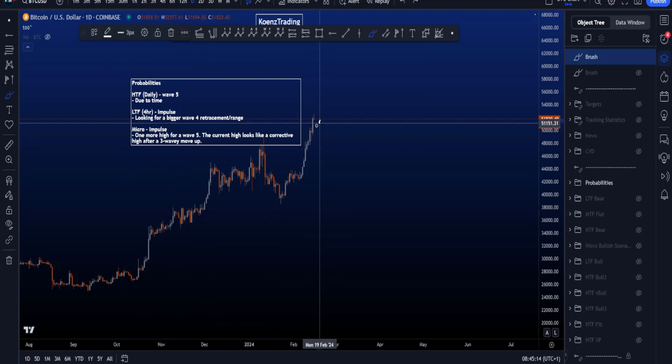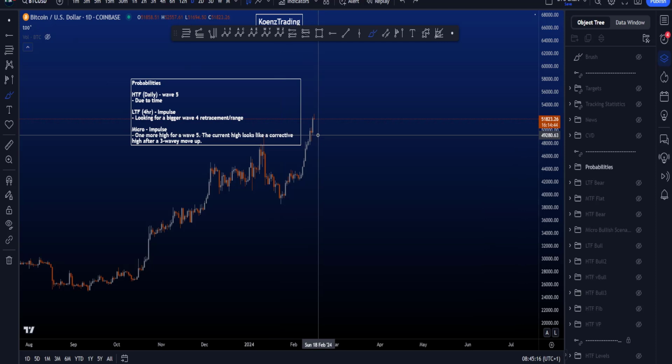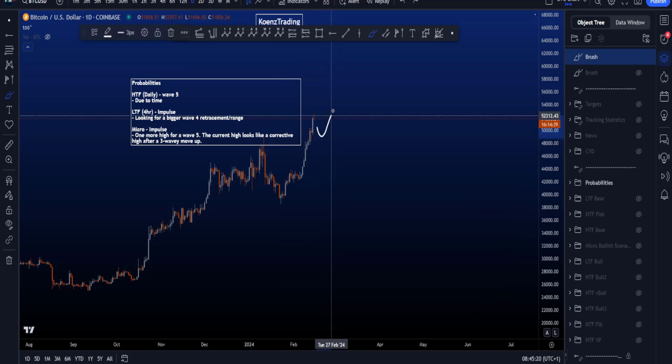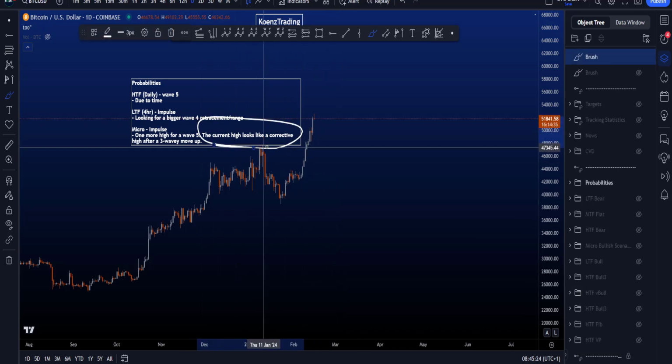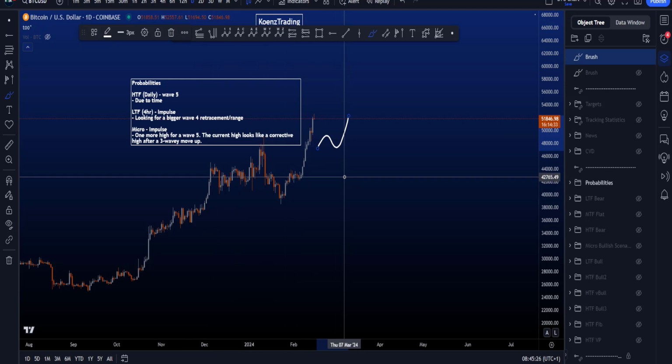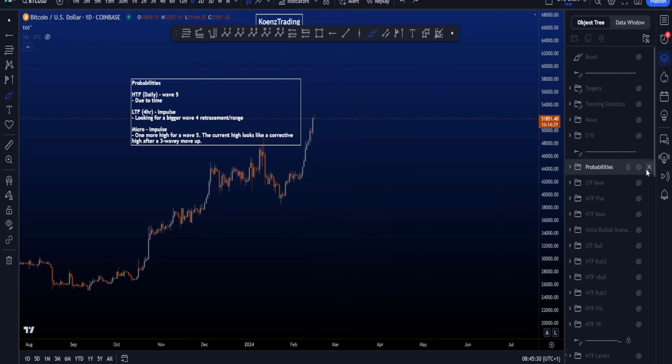Keep an eye on the wave 4 targets locally, and of course the 0.618. If that one is hit, we could be looking for the green wave 4 and then one more push to the upside in a wave 5. The current high, however, looks corrective after more of a 3-wave structure instead of a nice 5-wave structure, so we're going to keep observing what happens there.